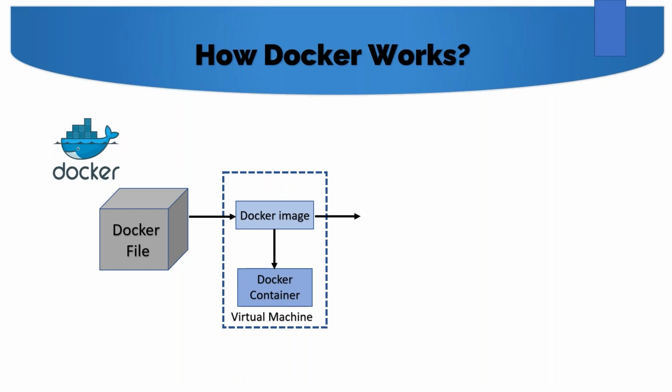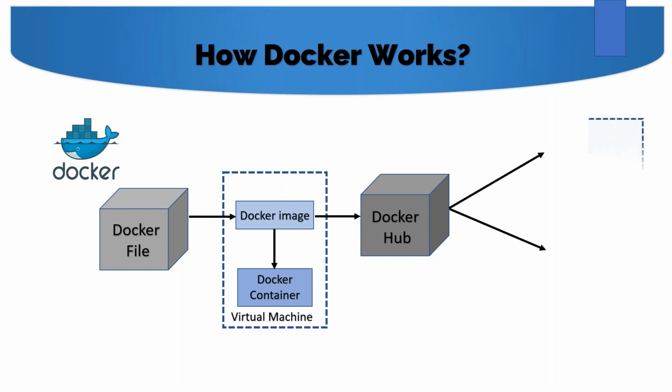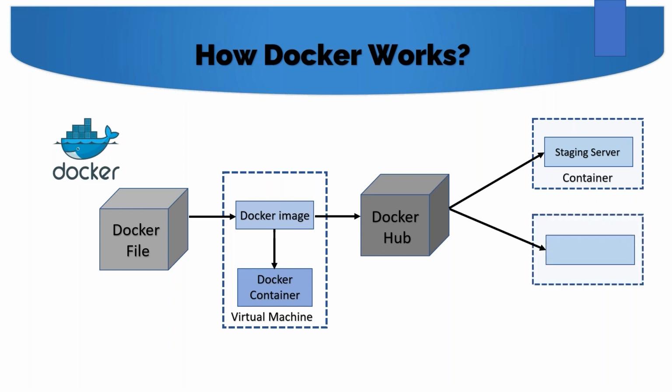When you find everything is fine regarding that image, you push that image to Docker Hub. What is this Docker Hub? It's a centralized place where you ship your images. From there, your prod guy and your staging guy pull those images, test your application in the staging server, and then deploy that application in production. So this is how things work in Docker.